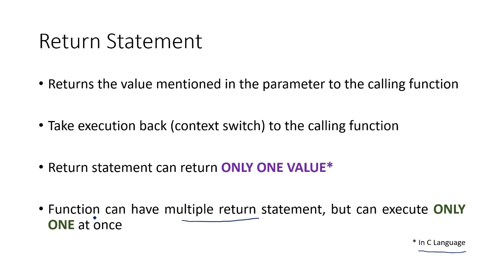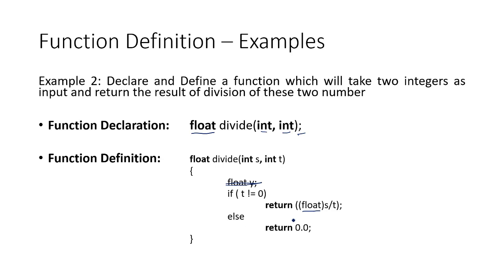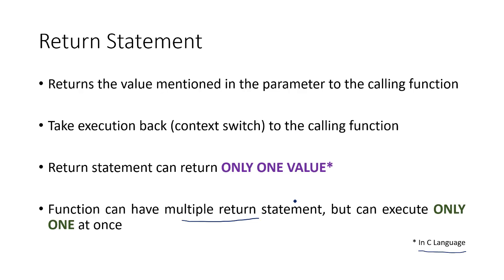So here you can see that we have specified two return statements, but it can execute only one return statement at once. It is not possible to execute all the return statements in the called function. The reason is that when you are executing the return statement, the execution will go back to the calling function.